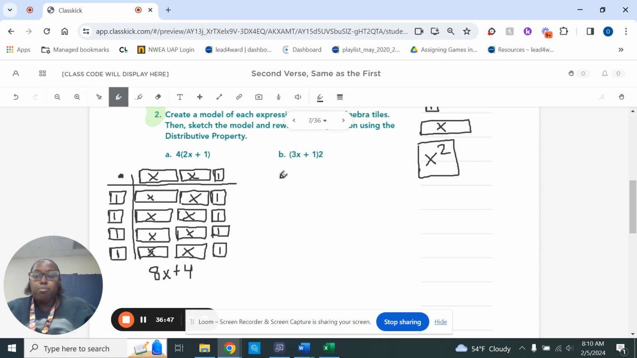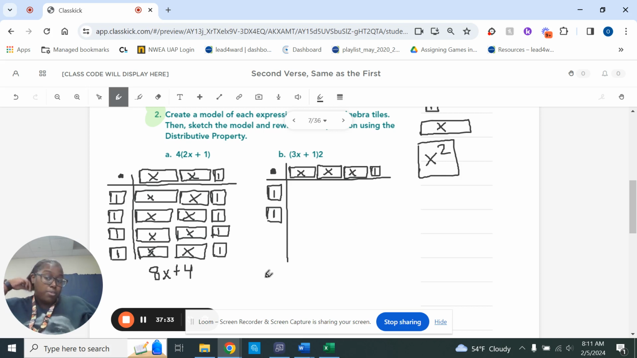I'm going to help you set it up, but as for solving it, you're going to do that on your own. So we have this. Remember, we're setting up a mini multiplication table. My number on the outside is what I'm going to put here. So that's 2. Here, I'm going to put what's in my parentheses. So that's 3x and a 1.